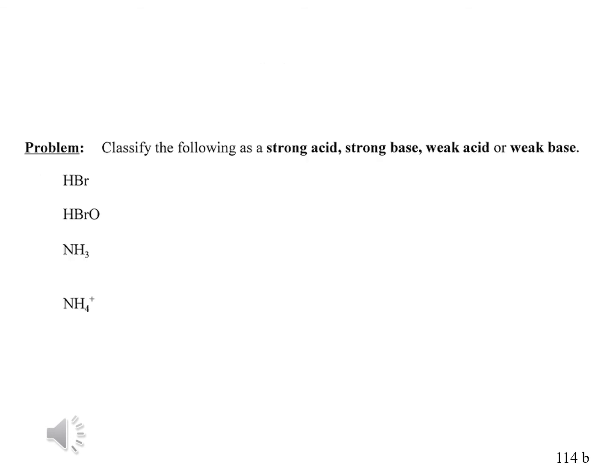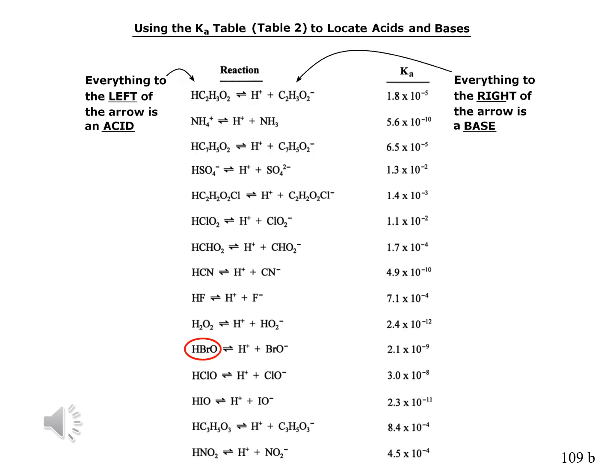I just want to practice a few of these classifying, and they're not difficult, but I want to go over it. If you wanted to classify HBr as a stronger weak acid, stronger weak base, you know that HBr is one of the 6. So it's a strong acid. If you look at the next one, HBrO, the O messes it up. So HBrO is not a strong one. It's going to be weak. And you can verify that it's weak because it is in the Ka table.